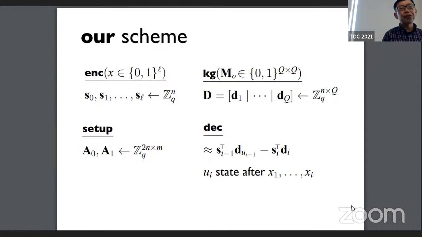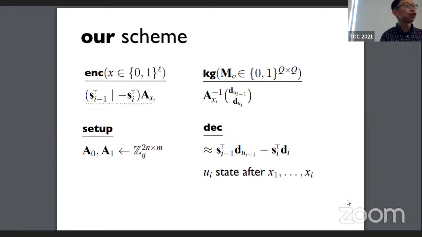To compute the successive difference, in the ciphertext we're going to publish an LWE sample. Here the squiggly underline corresponds to adding noise. I'm going to publish an LWE sample where the secret is the concatenation of S sub I minus 1 and S sub I. This explains why the height of our matrix is 2n. In the secret key, we're going to give out short Gaussian vectors so that the product of this LWE sample and these short Gaussian vectors is the successive difference that we're looking for. So this is basically what our scheme looks like.